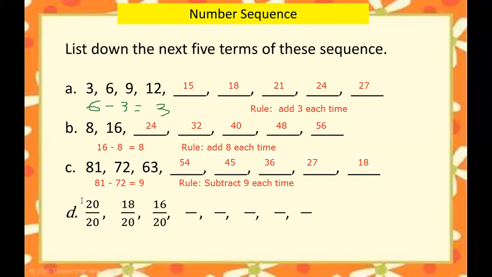Now this one, if you notice, all the denominators are the same, and it is decreasing. 20 minus 18 is 2. So we are going to subtract 2 from the numerator only, each time. So this will now be 14, 12, 10, 8, and 6, and all the denominators will be 20, 20, 20, 20, and 20. It's very easy, isn't it? Now let's move to the next question.